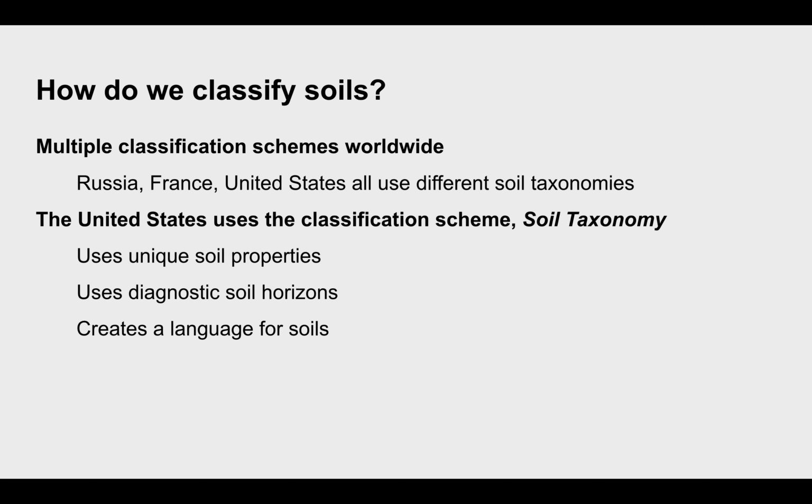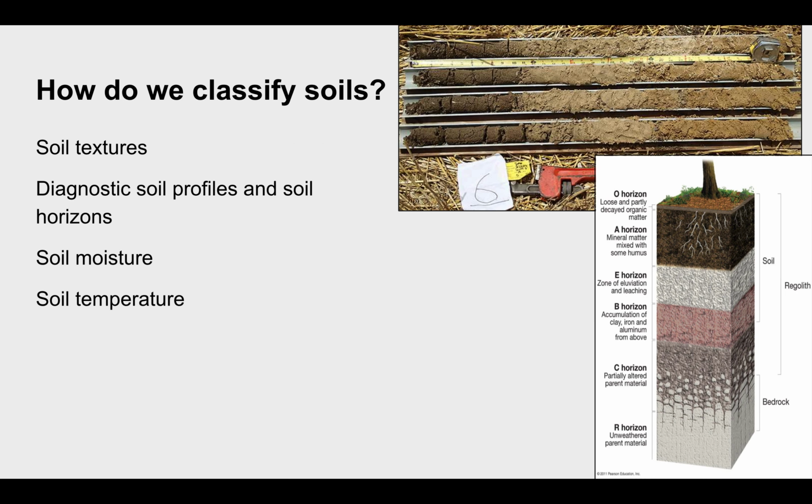All right, so if we look at soils, there's multiple classification schemes worldwide, just kind of depending on where you live, right? In the U.S., we use this classification scheme called the soil taxonomy. And when we're looking at classifying soils here, we're looking at unique soil properties. So how are they unique in some way? We're looking at soil horizons, which I'll talk about on the next couple of slides here. And basically, we're just creating a language for us to be able to compare and contrast soils with one another, right? And so when we look at classifying soils, we're going to look at soil texture, right? So we're going to look at the different soil particles that are present and how many sand, silt, and clay particles are present in each soil type.